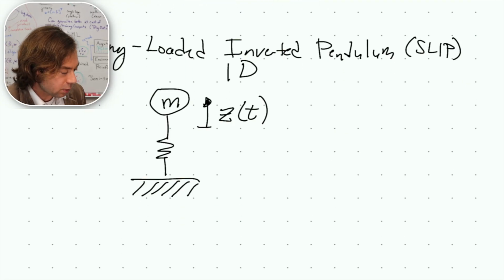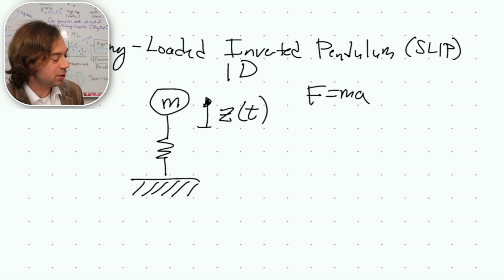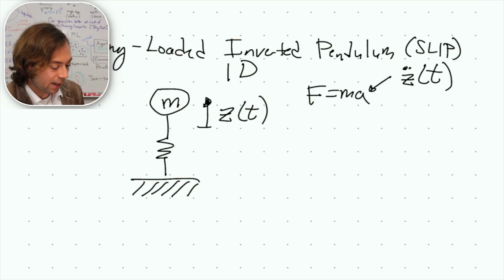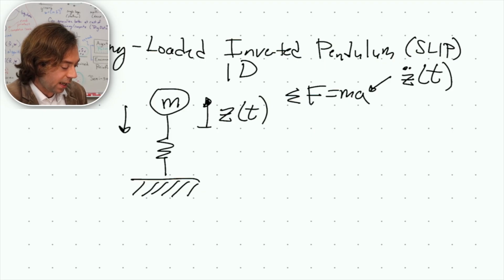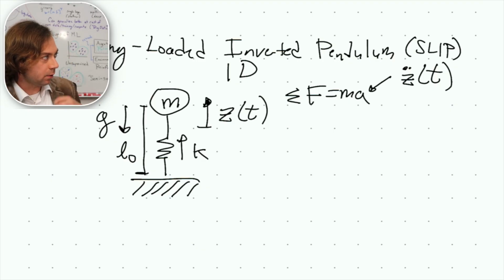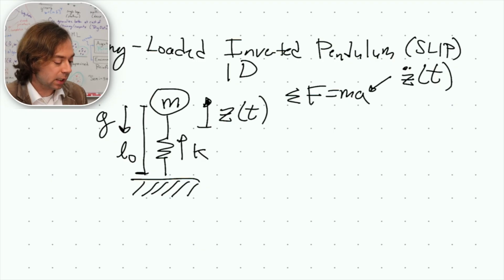So we can get the equations of motion for our dynamical system, and it's going to basically be F equals ma, force equals mass times acceleration, where in our case the acceleration is z double dot of t. And we're going to sum all of our forces. The only forces we're going to have are gravity and this spring force. And we're going to have some rest length of this spring, L0. You need a rest length for your spring.